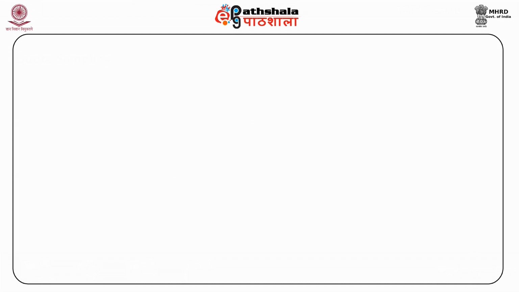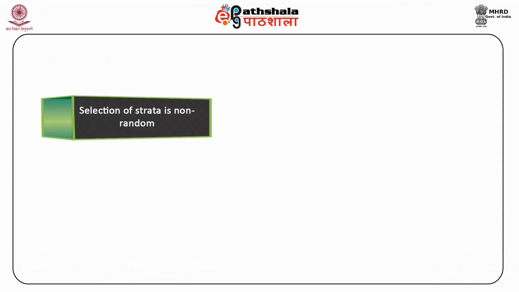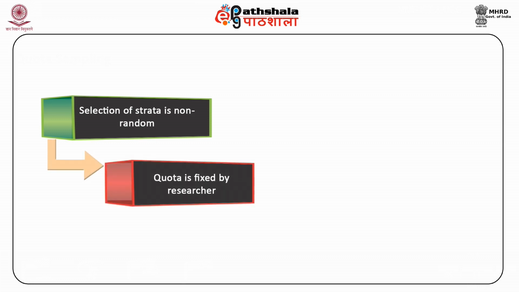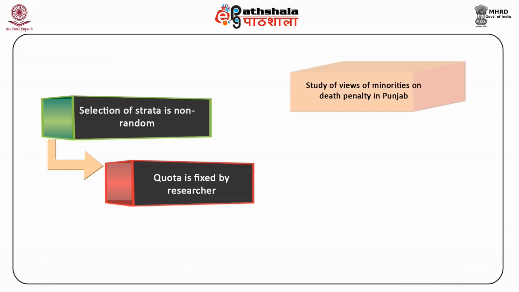It is similar to stratified sampling, with the difference being that the selection from a particular stratum is non-random. The quota of a particular stratum is fixed by the researcher, independent of the proportions of that stratum in the population. For example, in a study of views of minorities on death penalty for the state of Punjab, a random sample of people will for sure miss the Muslims, since there are not many Muslims in that state.